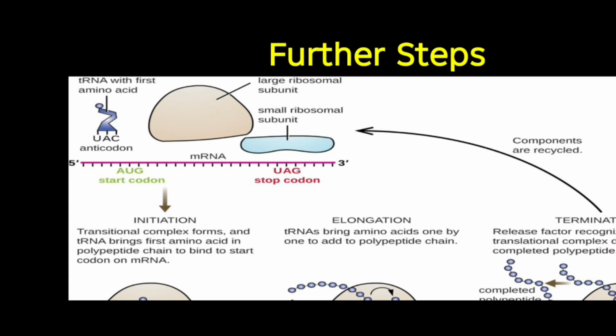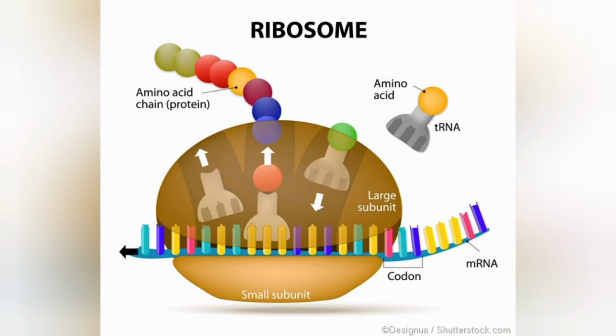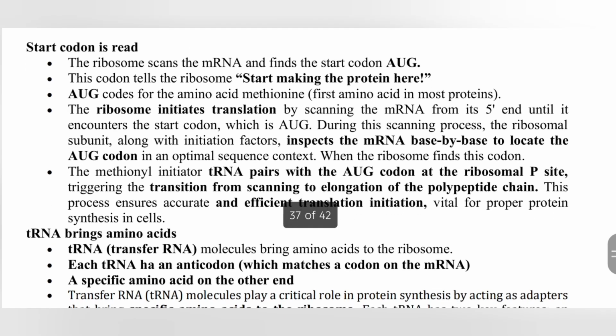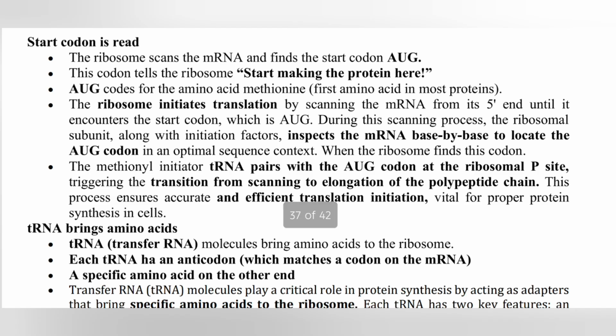So the first step in protein synthesis is initiation. The translation complex forms, and tRNA brings the first amino acid in the polypeptide chain to bind to the start codon on messenger RNA. To initiate the process of protein synthesis, it is necessary that a transfer RNA containing the start codon is read. The ribosomes scan the messenger RNA and find the start codon AUG. This codon tells the ribosomes to start making the proteins. Here, AUG codes for the amino acid methionine, the first amino acid in most proteins.